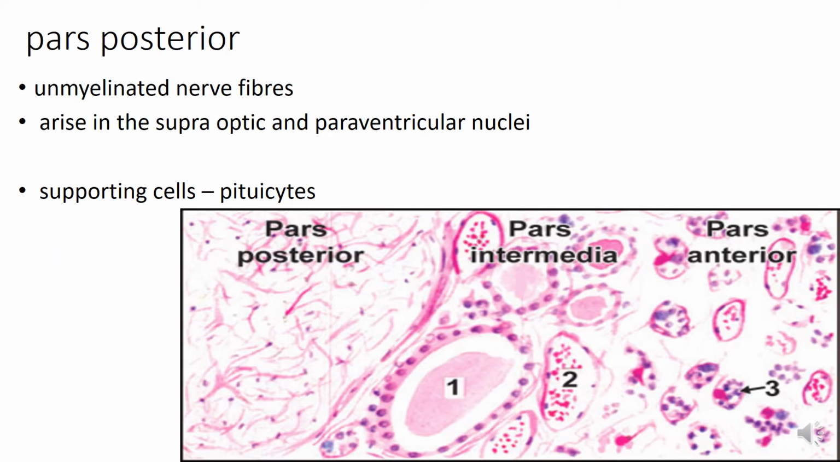Coming to the pars posterior, in the pars posterior you have unmyelinated nerve fibers, and these are nerves arising from the supraoptic and paraventricular nuclei. Okay, and then you will also have supporting cells. These supporting cells are called pituicytes. So you have pars anterior with cords of cells with fenestrated sinusoids in between. You have pars intermedia with colloid filled vesicles, and you have pars posterior with unmyelinated nerve fibers.